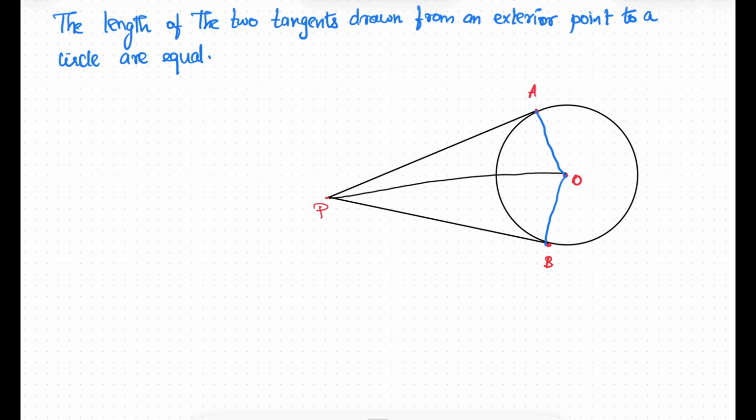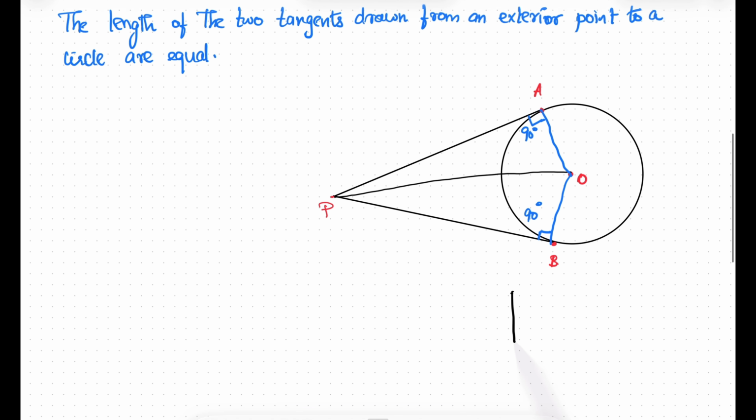Both the triangles are right angle triangles, and they are right angle triangles because we know that the radius is perpendicular to the tangent. This is one of the properties of a circle: the radius will be perpendicular to its tangent. So both the triangles are right angled. Let me just draw two right angle triangles over here for reference. In the upper triangle, A is the 90 degree angle, and in the lower triangle, B is the 90 degree angle.